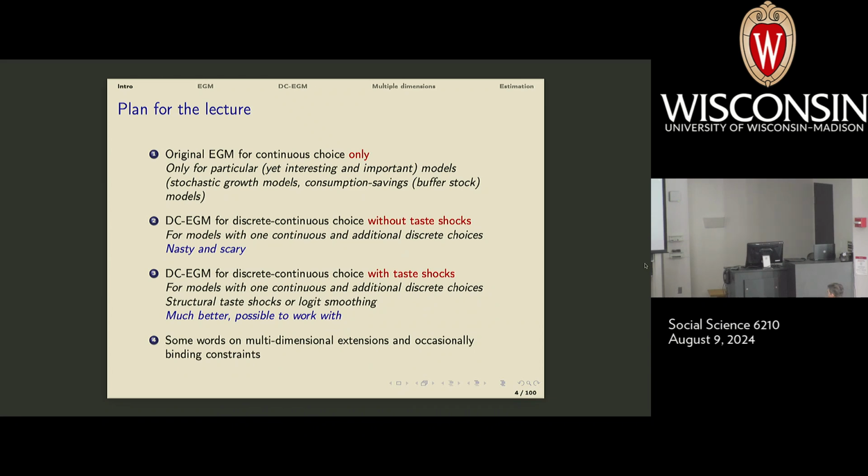Yes, I have a question. You're highlighting the one continuous and then some discrete stuff, so I'm guessing it gets very, very hard once there's more than one continuous choice. That's right, yeah. Well, and this is part number 4. Multidimensional extensions. And this is an active area of research. So I've been updating the slides pretty late yesterday because of the new papers, in particular by the guy sitting in the back there. Alan, hi.